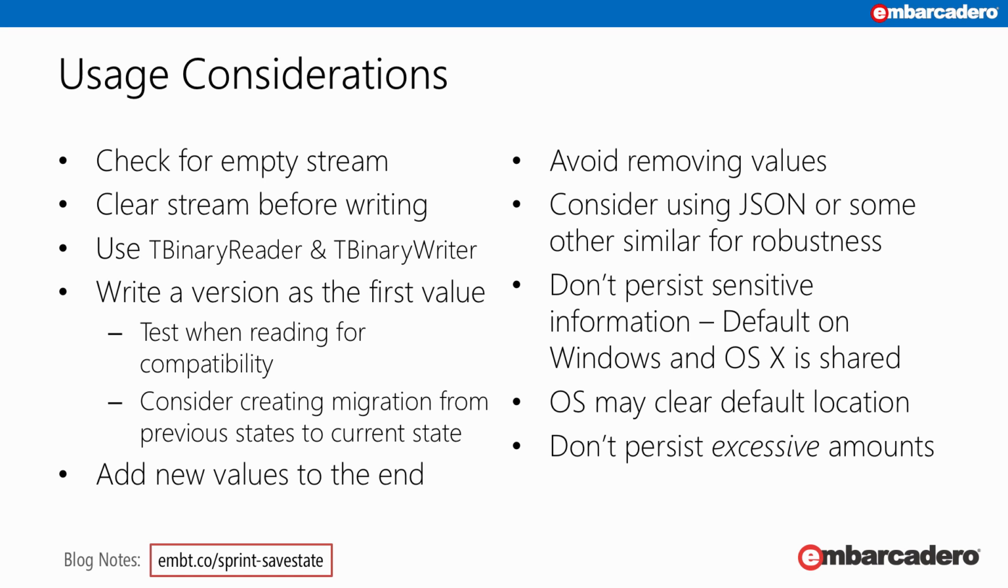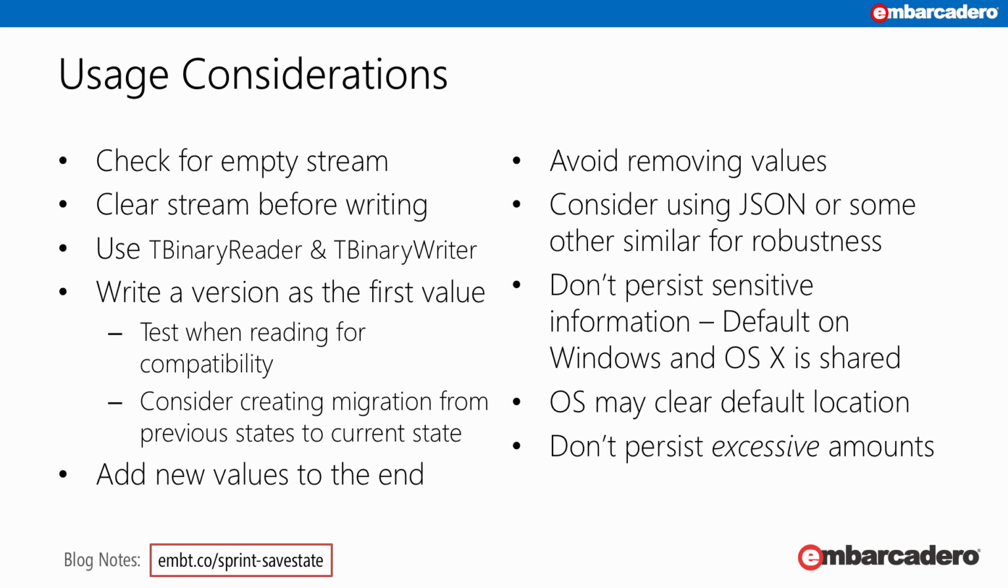Or you could consider using JSON, like the helper class I showed you uses, in order to make data storage more robust. A security note: don't persist sensitive information. If you have a credit card entry field on your form, don't persist that, especially on Windows and OS X, because it's stored to a shared location and could be accessible in ways you aren't expecting.